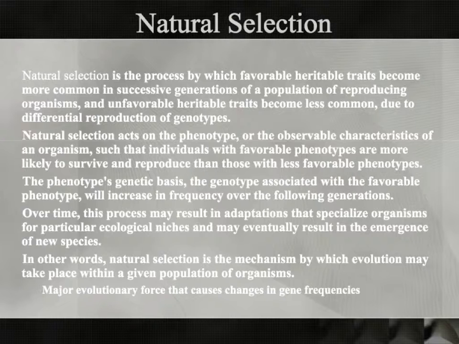Now, the phenotype's genetic basis, so the genotype associated with the favorable phenotype, will increase in frequency over time, because again, you're only passing on the good genetics, or the genetics that are more suited for the environment. Over time, this process may result in adaptations that specialize organisms for particular ecological niches, and may eventually result in the emergence of a new species due to changes that may happen.